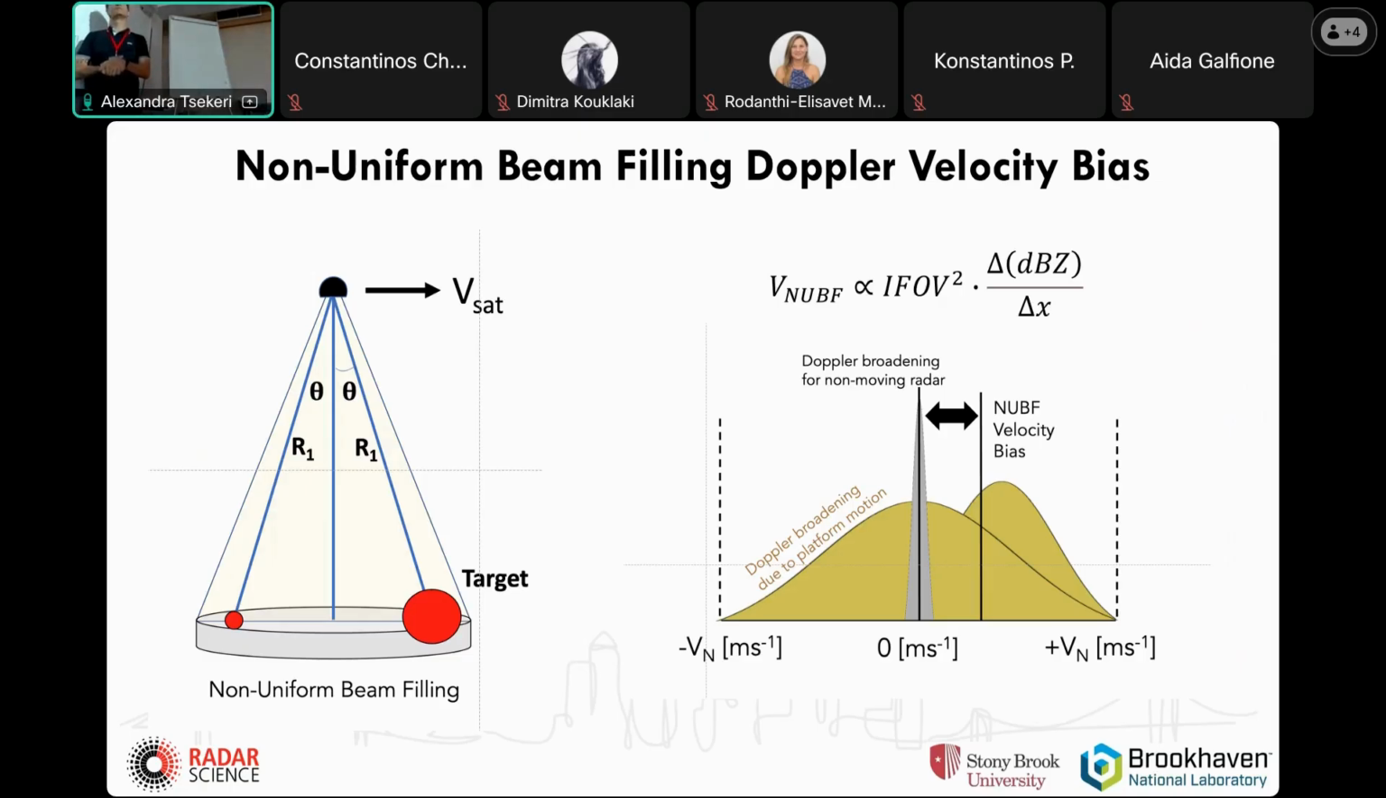I have a question. Since you create this broadening due to your platform movement, is any broadening happening due to particle microphysics or different velocities that is shorter than this broadening? Can you see that? No, because for the total broadening, we do measure something which we call the products.